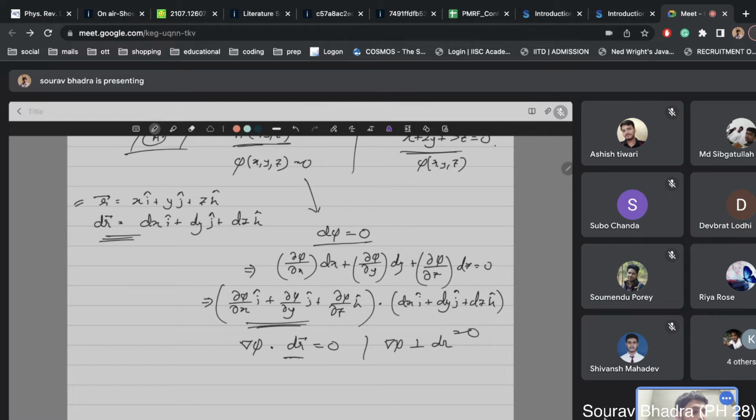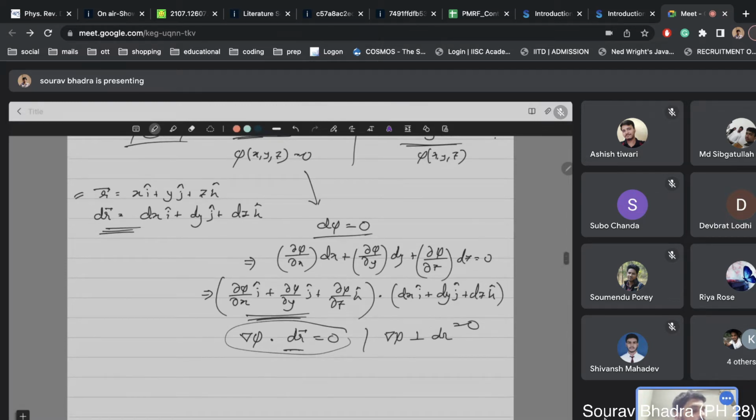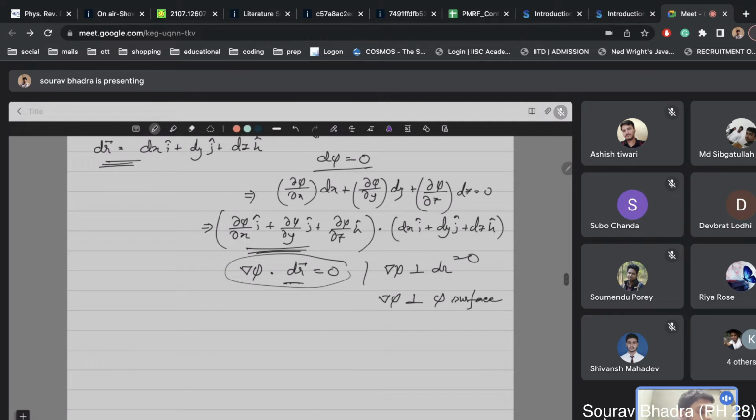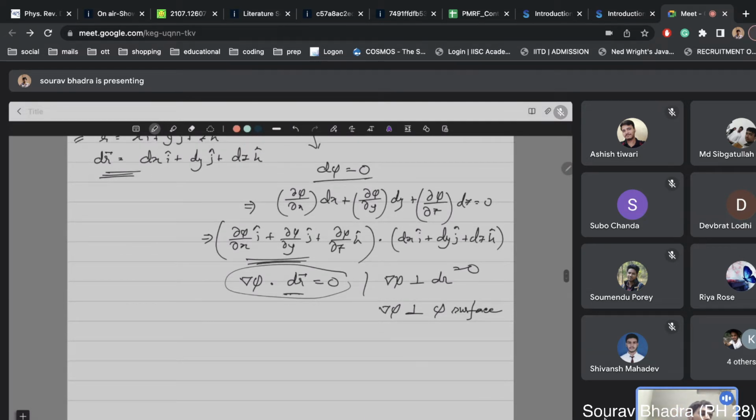If theta is 90, then this whole thing is 0. So grad phi is perpendicular to dr. Similarly, grad phi is perpendicular to that phi surface. So the main point is that if any phi is given to you and you have to calculate the normal, then grad phi is actually the normal to that phi surface.